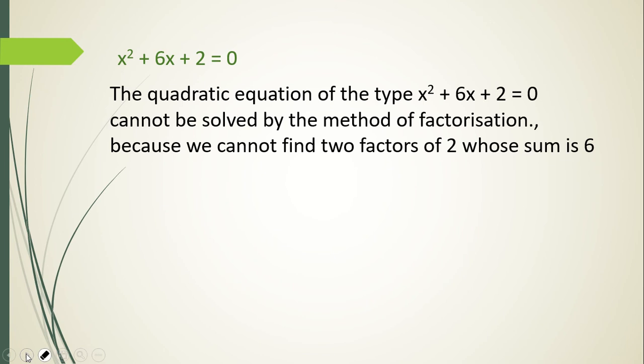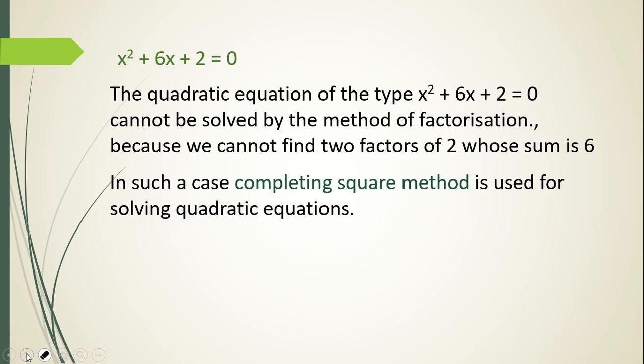The quadratic equation of the type x square plus 6x plus 2 is equal to 0 cannot be solved by the method of factorization because we cannot find two factors of 2 whose sum is 6. In such a case, the completing square method is used for solving quadratic equations. Okay. Now completing square method means what?